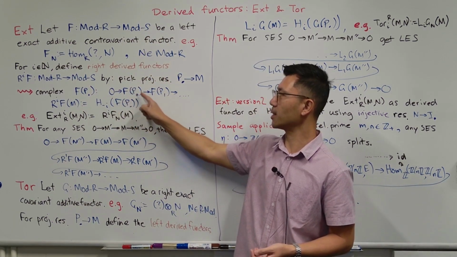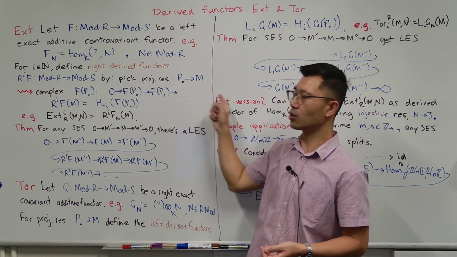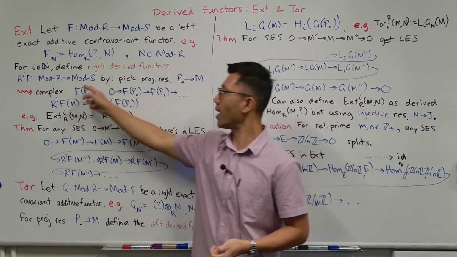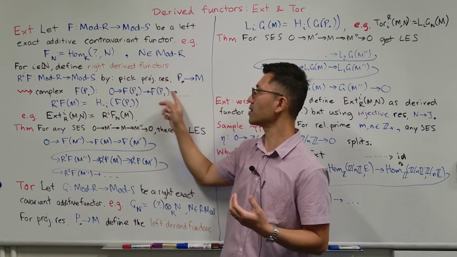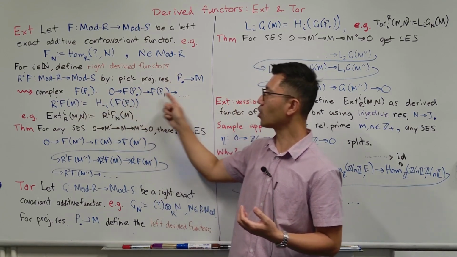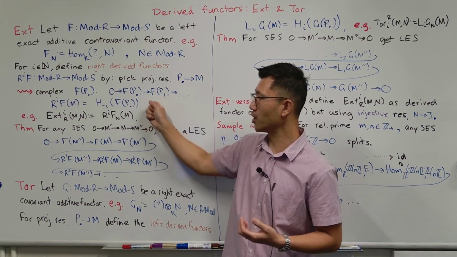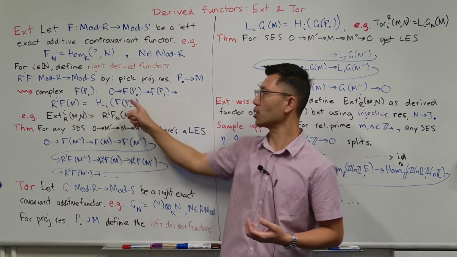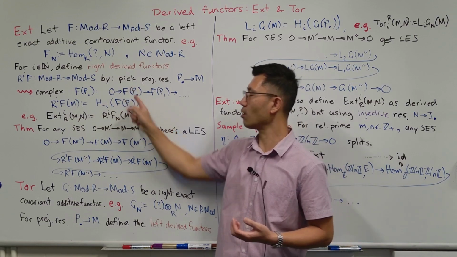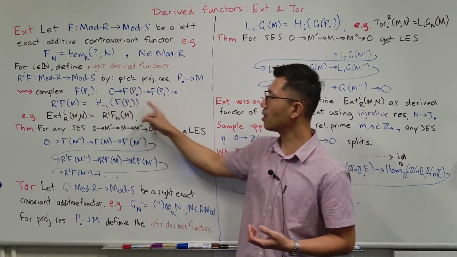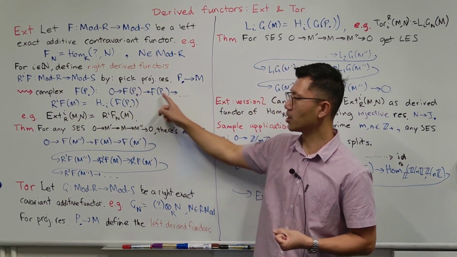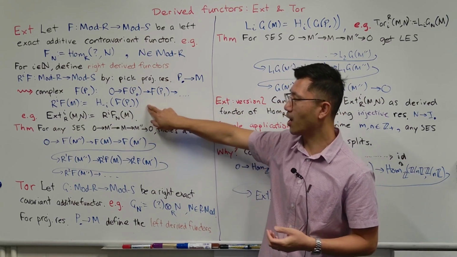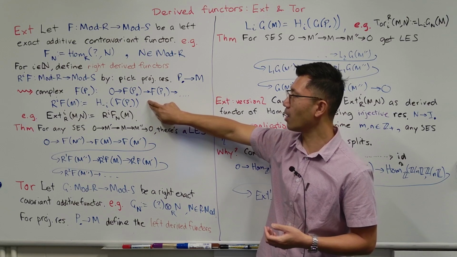0 goes to F of P0, goes to F of P1, and so forth. So here you've applied an additive functor to a complex, and so you get a complex, and you can talk about its homology. R^iF of M is just the ith homology of F of P dot. So the 0th homology is the homology here, the first homology is the homology here, and so forth. And that's how we're going to define our right derived functor.